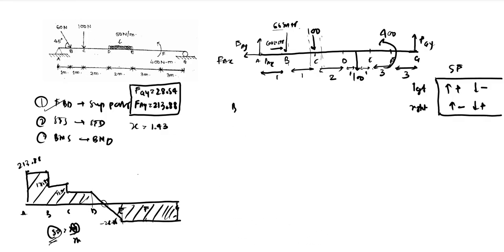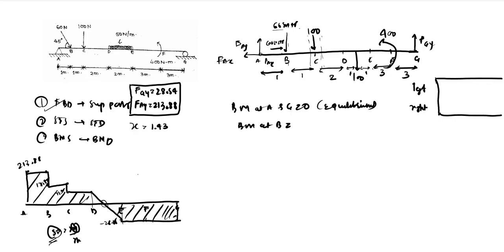Yeah, we have a bending moment at A and G as zero because of the equilibrium condition. The bending moment sign convention is something like this: whenever you are calculating from the forces on the left, clockwise should be positive and anti-clockwise should be negative, and on the right, clockwise should be negative and anti-clockwise should be positive.